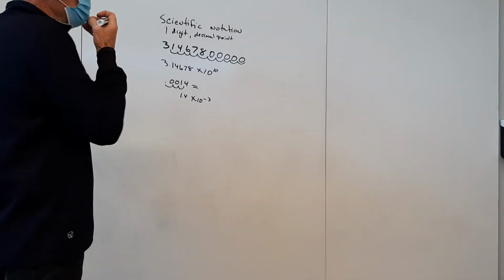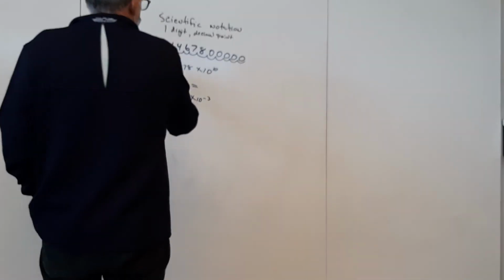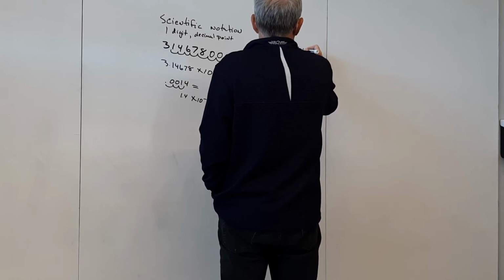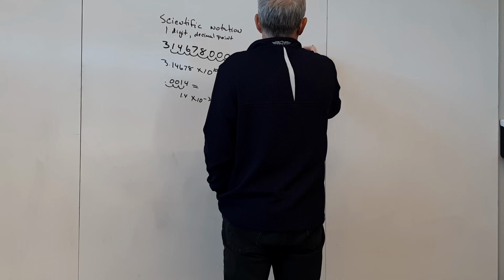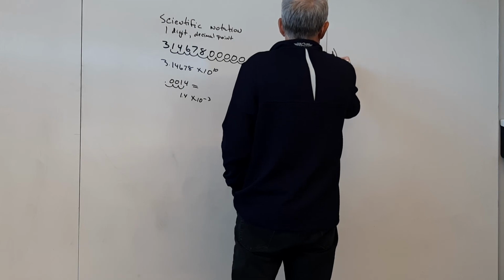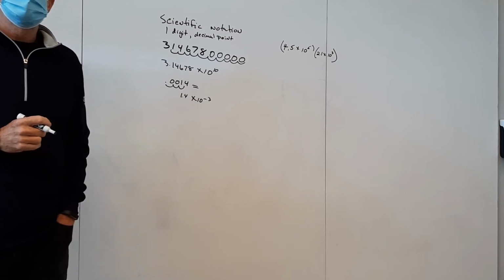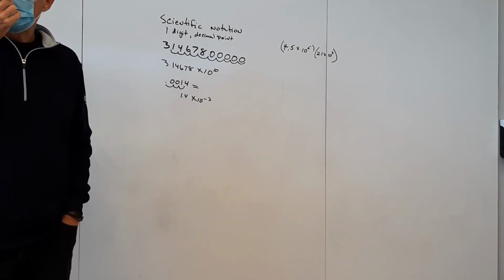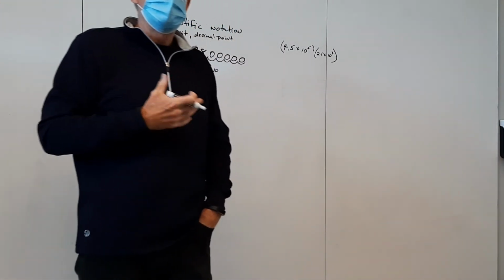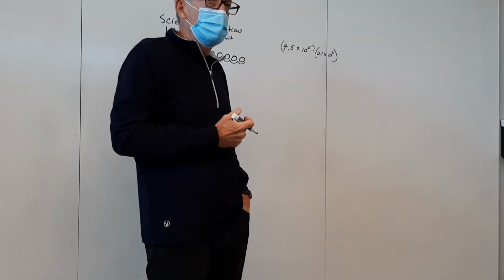Now, if you multiply numbers with scientific notation, say 4.5 times 10 to the 5th, and I multiply that times 2.1 times 10 to the 3rd, what do I do with my exponents? I add them. Everybody get out your calculator, because you're going to start doing this stuff. You add the exponents, and then you multiply the digits.